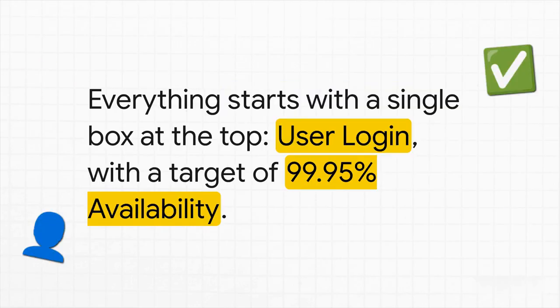And notice how simple this is. We're starting with just one box, user login, 99.95% reliable. This is our anchor. You can almost think of it as the matriarch of our little reliability family tree. Every other component we're about to add, its entire purpose is just to hold this one single promise up.